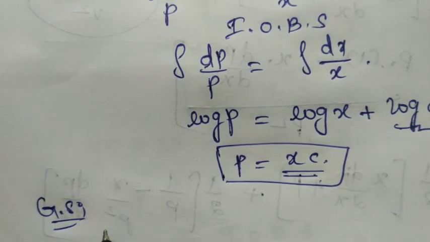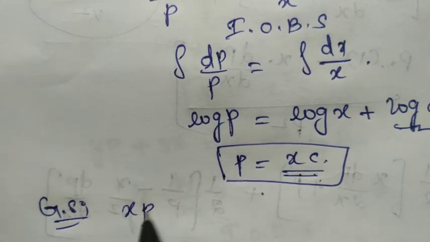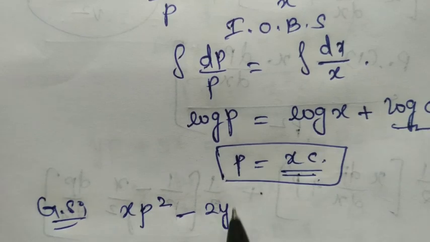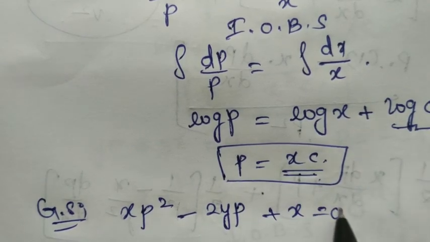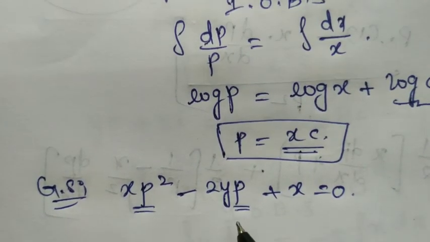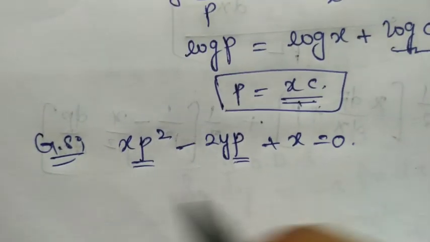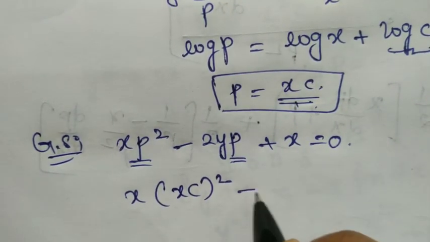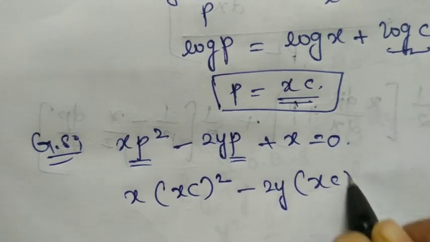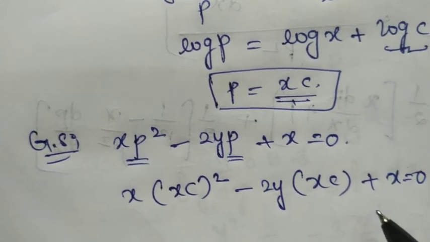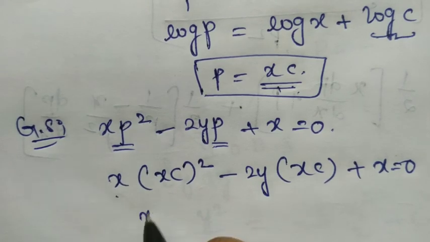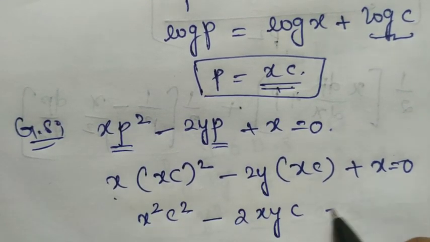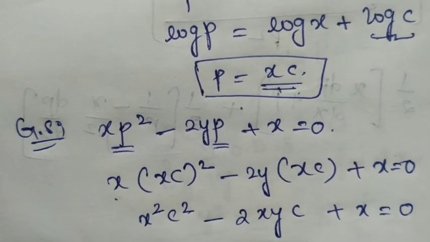I am writing the given problem first, x p square minus 2yp plus x equals 0. In place of p I am writing xc. So that is x into xc whole square, minus 2y into xc, plus x equals 0. Therefore x square c square minus 2xyc plus x equals 0.